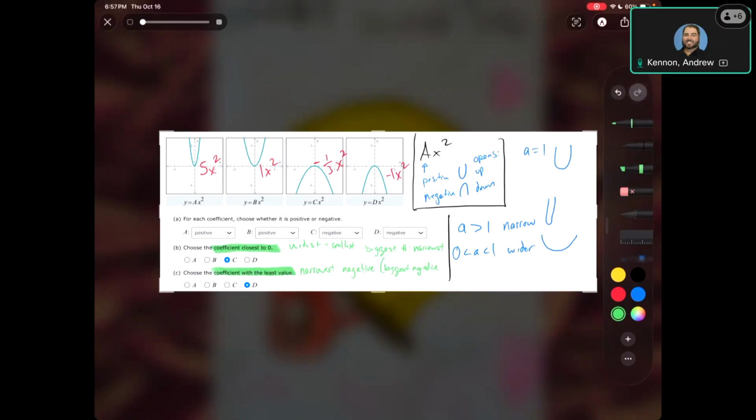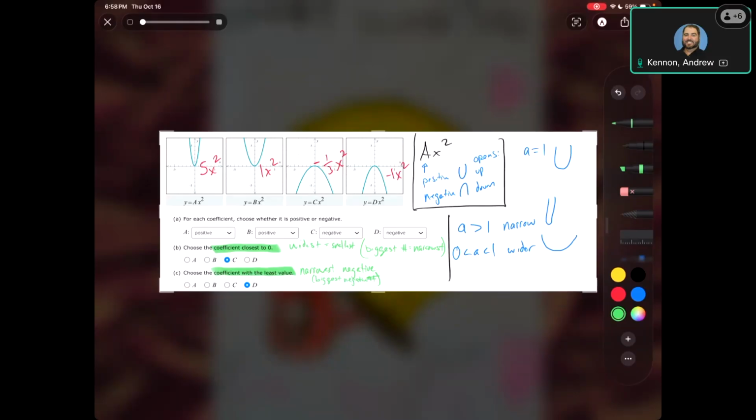Try to make sure this makes sense when you go back and look at it. The narrowest is the biggest number. Biggest negative number. I was trying to think if it asks any more questions. I know it did when I did it the other day. The biggest number is the narrowest. The widest is the smallest.